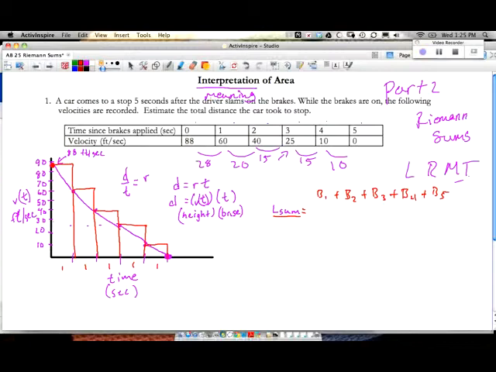It's 88 feet tall, or 88 units tall and 1 unit wide here. So that's going to be 88 times 1. Similarly, the second one is going to be the next number, which was 60. So that's 60 times 1, or just 60. The third one is 40 times 1. The fourth one is 25 times 1. And then the last one is 10 times 1. So we just add up all those numbers, and that would give us our left sum.